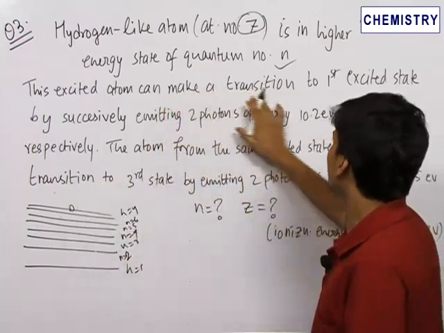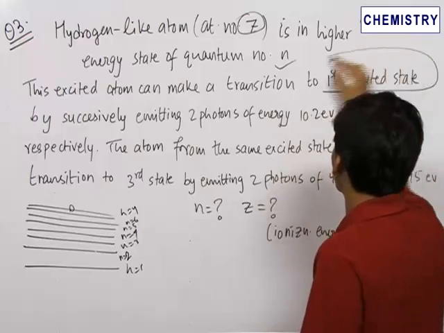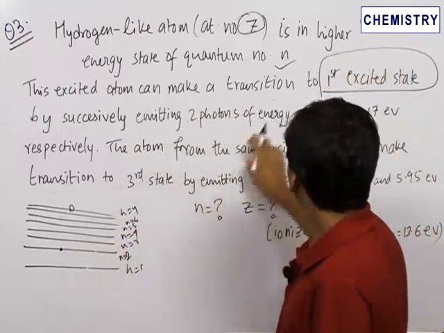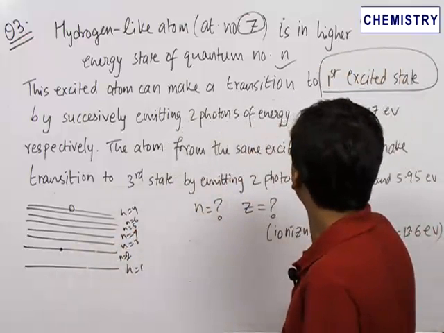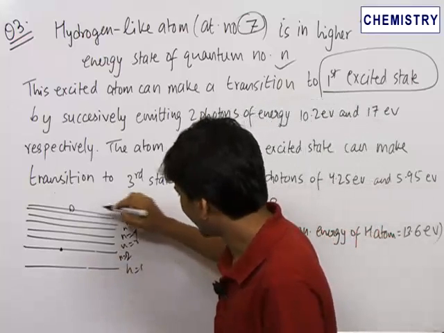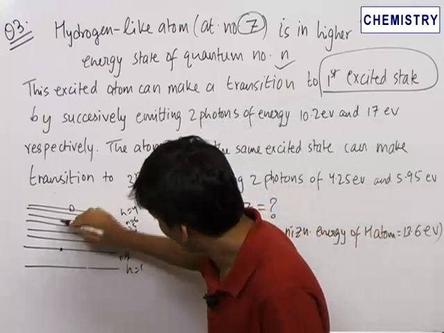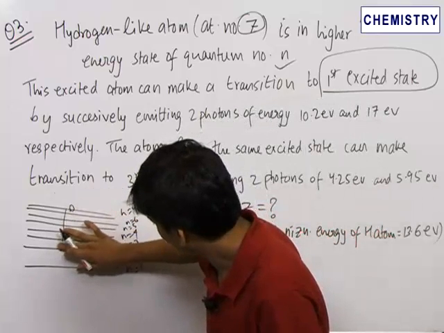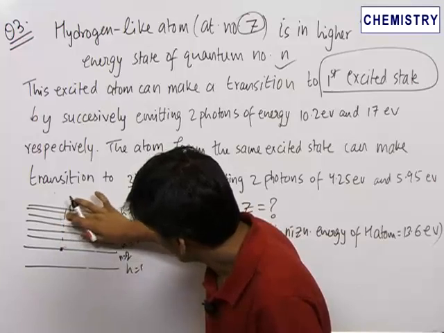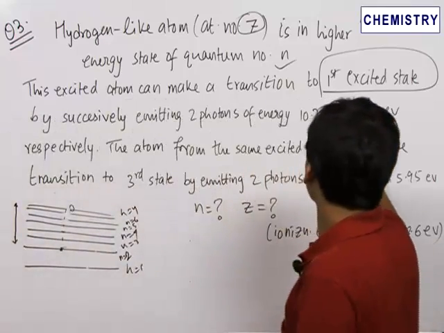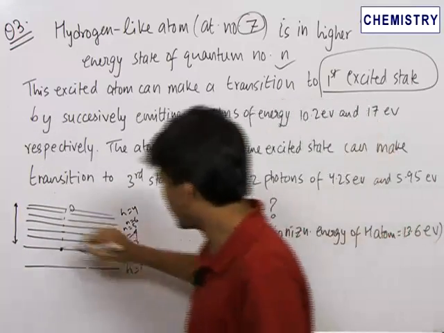This excited atom can make a transition to the first excited state, that is the second state, that is here, by successively emitting 2 photons of energy 10.2 electron volt and 17 electron volt. That is, it emits 2 photons. Let it be something like this. The total energy difference between these two states comes out to be equal to 10.2 plus 17, that is equal to 27.2 electron volts.